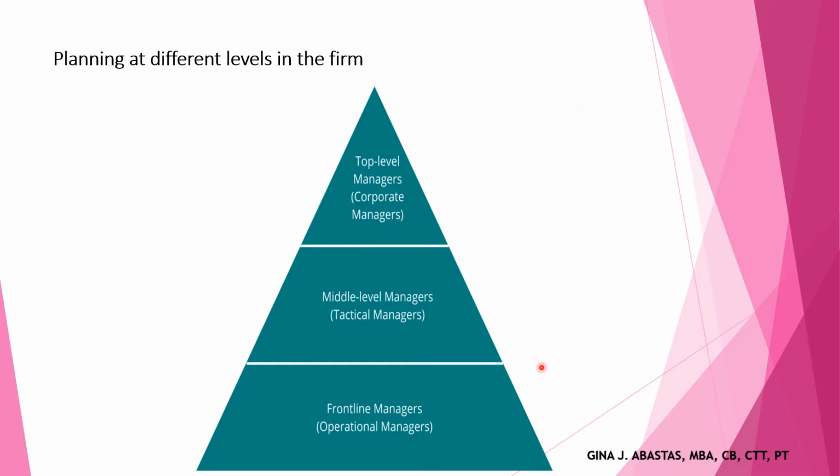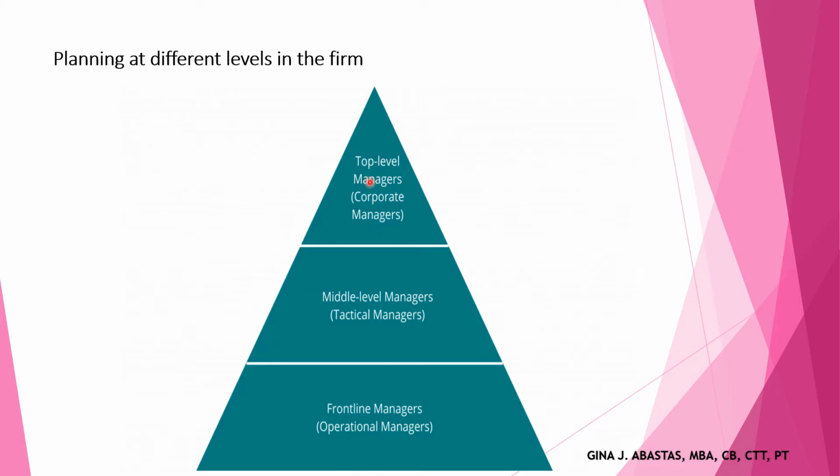So most organizations have three management levels. First, we have the top level managers. So these are the corporate managers. Then the middle level managers, we have the tactical managers, and the frontline managers, or what we call the operational managers. So these managers perform different tasks by their level of authority in the organization hierarchy. So in many organizations, the number of managers in every level resembles a pyramid like this.